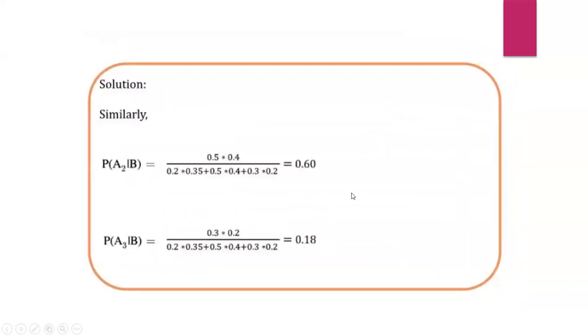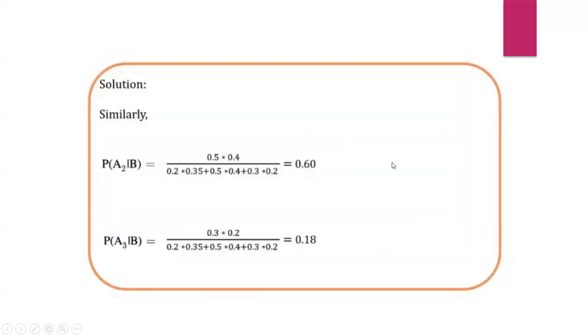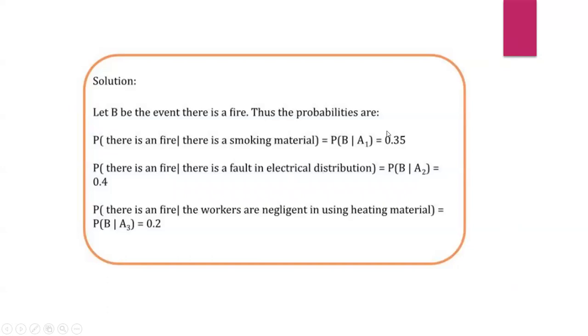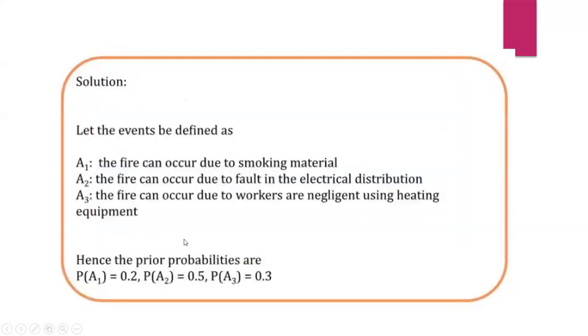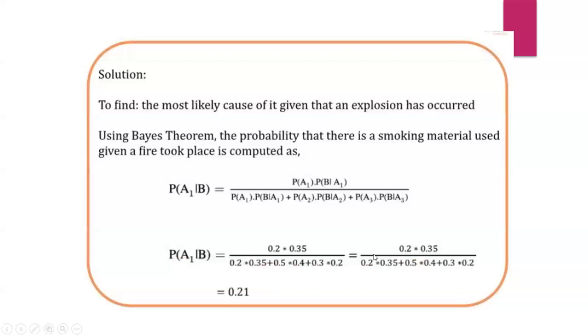What we have already seen, 0.35. So it is like 0.2 into 0.35, divided by 0.2 into 0.35 plus 0.5 into 0.4 plus 0.3 into 0.2, correct? So when you calculate this, you will be getting about 0.21, right?